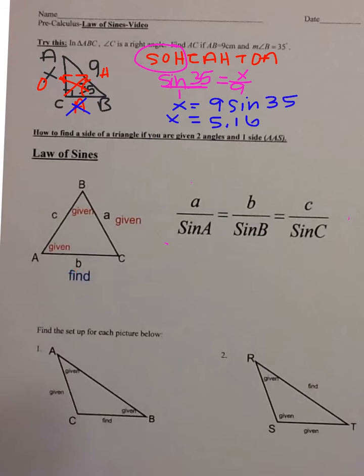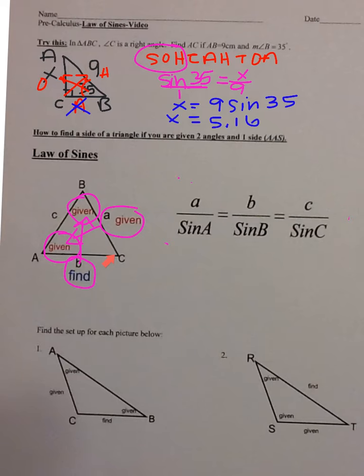So in order to use the law of sines, you have to have two angles. So notice in this triangle, you would be given two angles, and you have to be given a side. Now, the side you're given has to be opposite one of the given angles. And then the side you have to find has to be opposite the other given angle. So in this particular triangle, I would not be able to find side C because I don't have angle C.